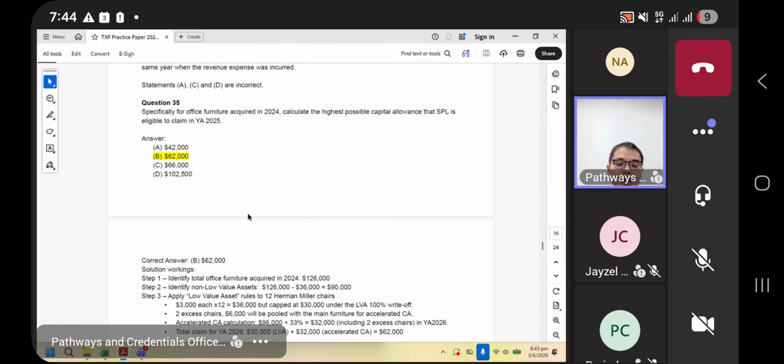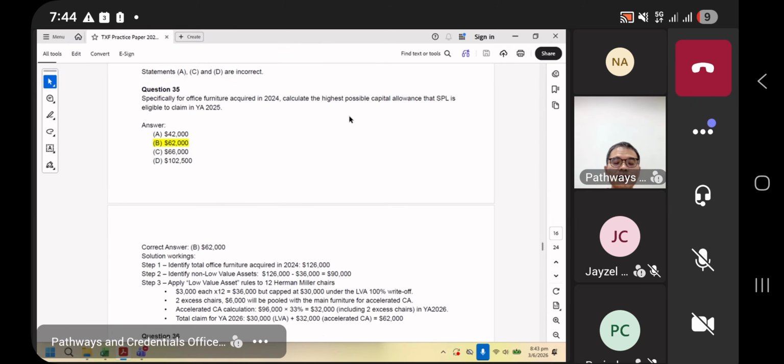Okay, so as you can see from here, the total office furniture acquired is 126,000. And then the low asset value is 126,000 less 36,000, which is equal to 90,000. So to compute the low asset value, it is 3,000 of 12 chairs, which is 36,000, but you can only cap at 30,000. Correct? So the 2 remaining chairs will be added together with this 90,000 and claimed as a normal CA.